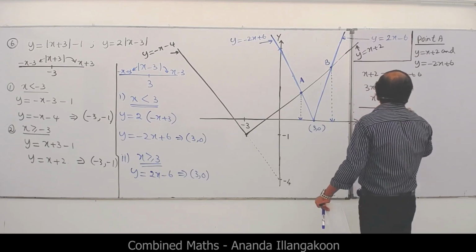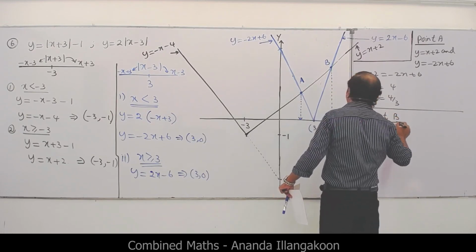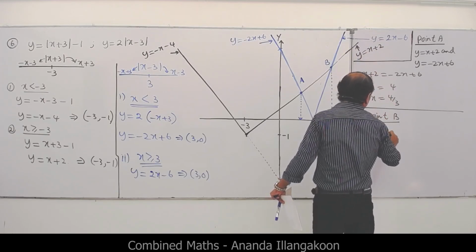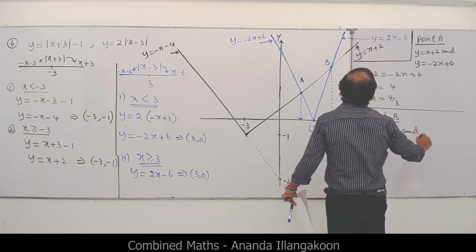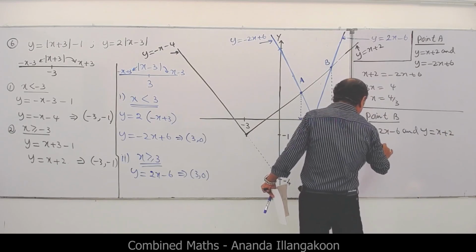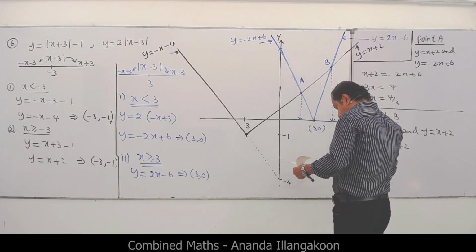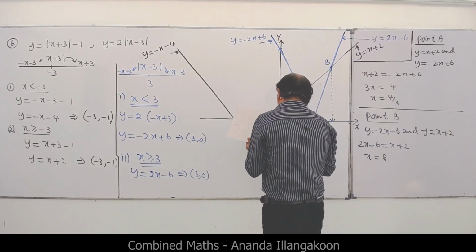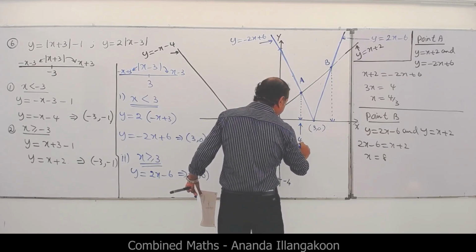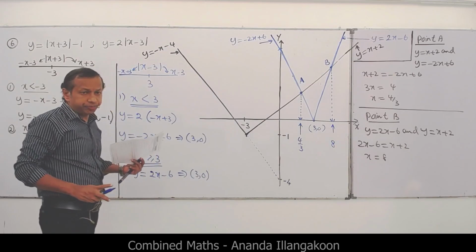Secondly, point B. Point B we can take by solving this and this: y equals 2x minus 6 and y equals x plus 2. 2x minus 6 is equal to x plus 2. Then we get x equals 8, no? Therefore, this x coordinate is 4 by 3, and this x coordinate is 8. Okay. Now let's see.